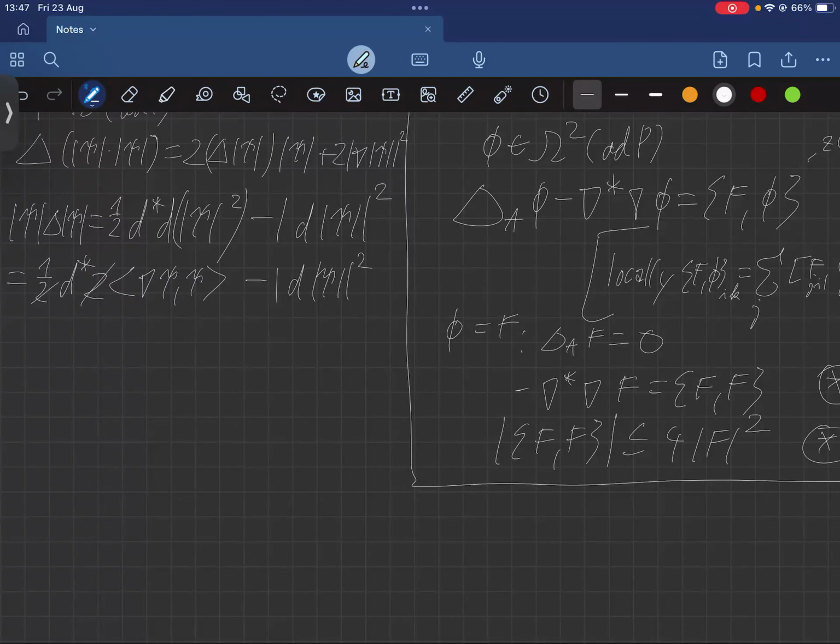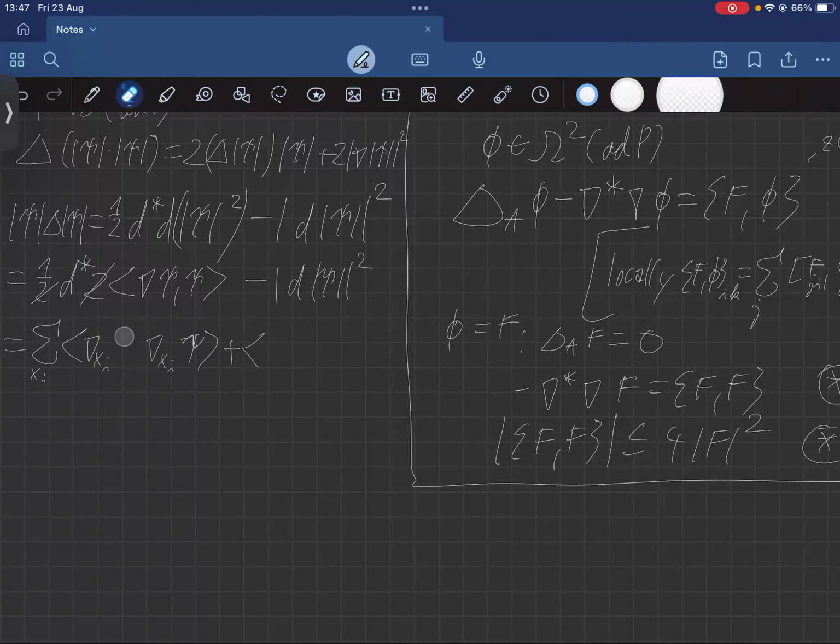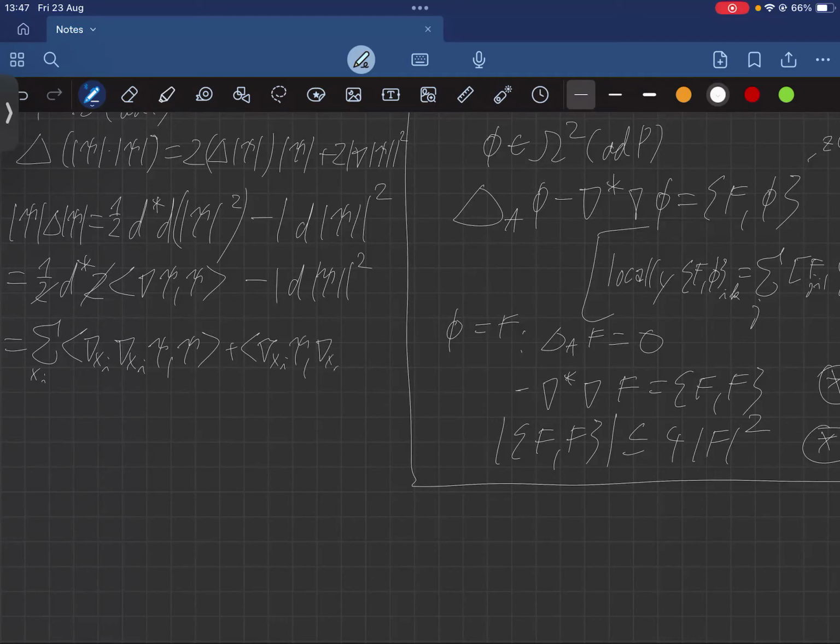Now we are left with d star, and d star x, just let's say we choose some local frame xi, and we're gonna be left with xi, covariant derivative along xi on psi, both terms, plus... actually I'm gonna just write it in a different order, sorry, just so it's clear what I mean. So it's twice on the first one, plus this, and again minus the term d psi.